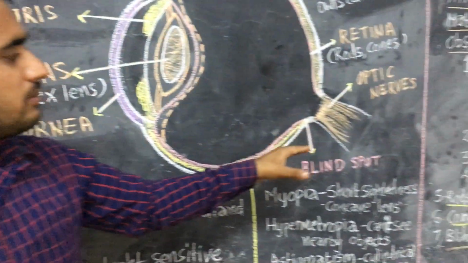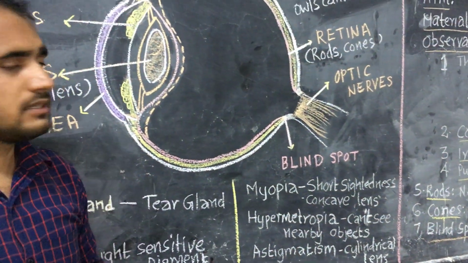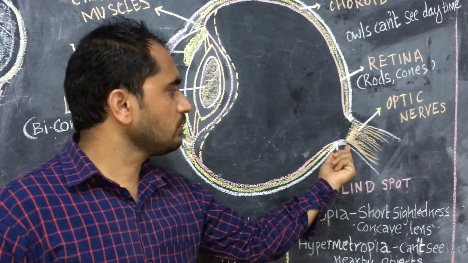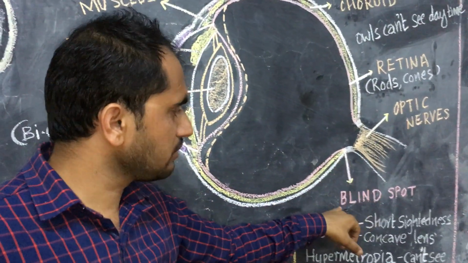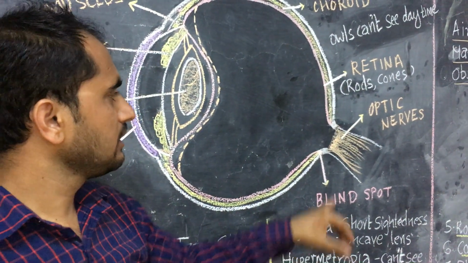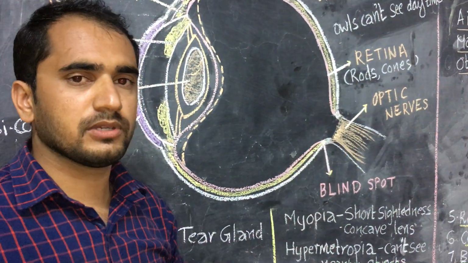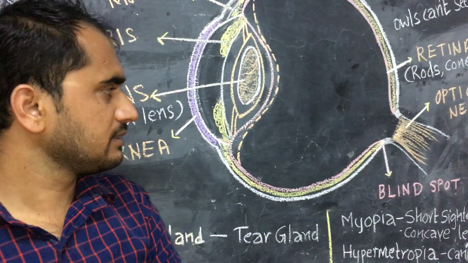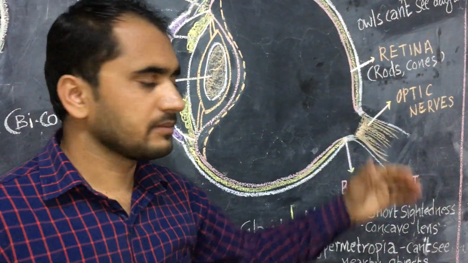And next, there is one point, the blind spot. Blind spot is a region between the retina and optic nerves where no vision is possible, because nerve cells are absent here. In blind persons, the image is formed on this point, either on the upper side or lower side, because no nerve cells are present, so no signal will transmit. And optic nerves are the nerves which transmit the optic signals to the brain.